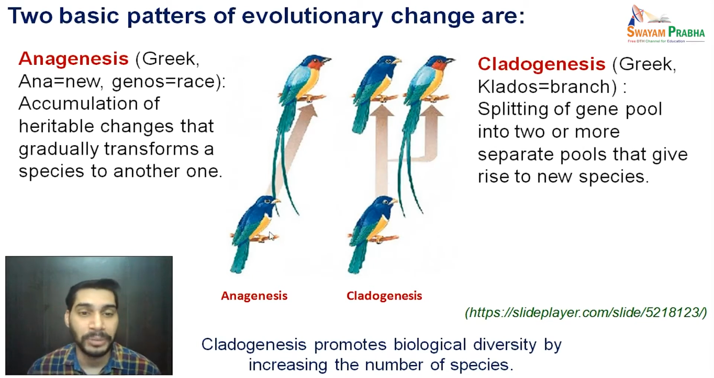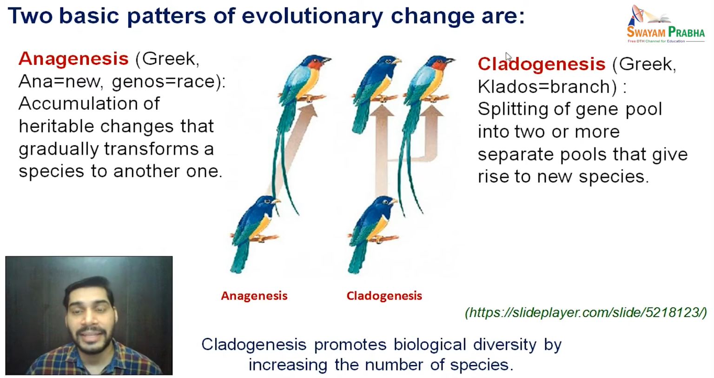For example, you can see here, if this is a bird which is the original species, it tries to adapt in a particular environment, and during this process it accumulates various changes which are heritable, and ultimately it results in a new species which looks like this. So this has changed to a different species, this.